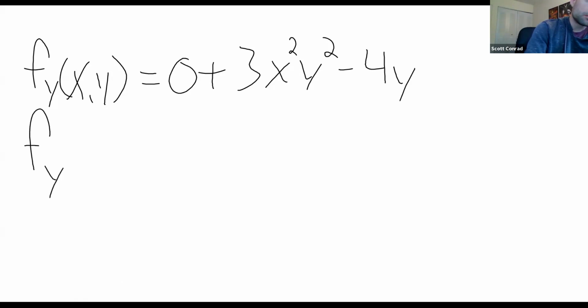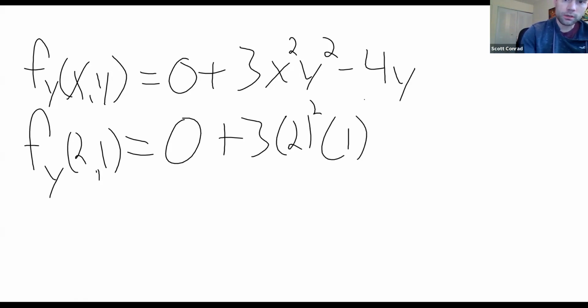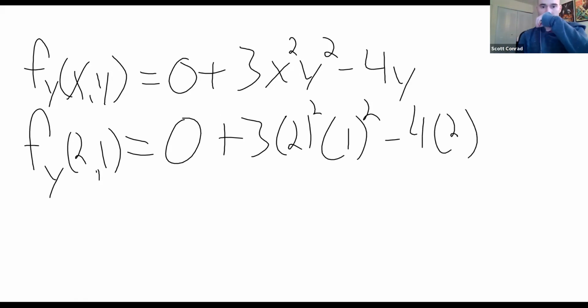And so then calculating the partial with respect to y at 2, 1, plug in x equals 2, y equals 1. We get 0 plus 3 times x becomes 2, so 2 squared times 1 squared, minus 4 times 1, sorry. So we get 12 minus 4, which is, of course, 8.